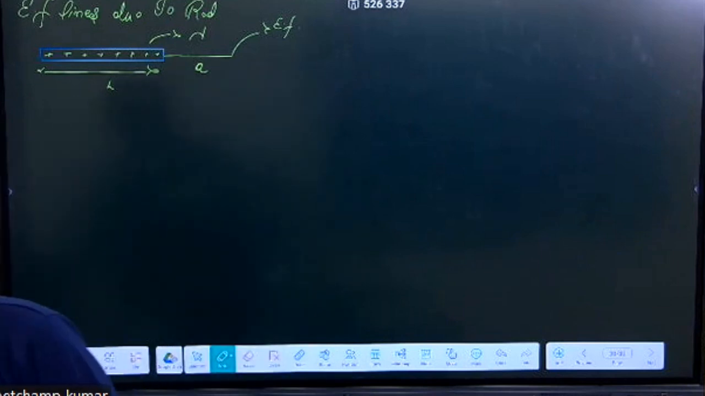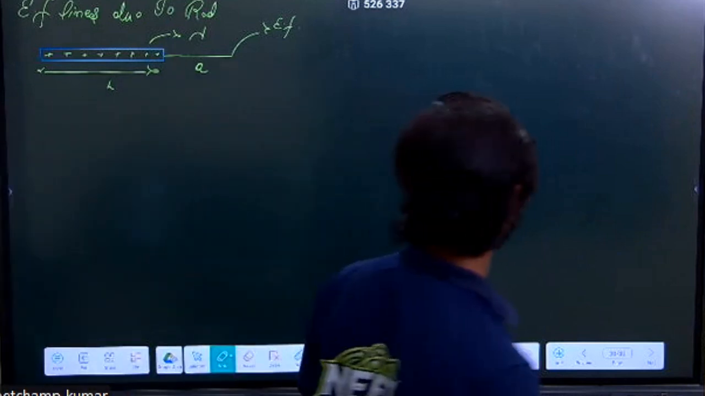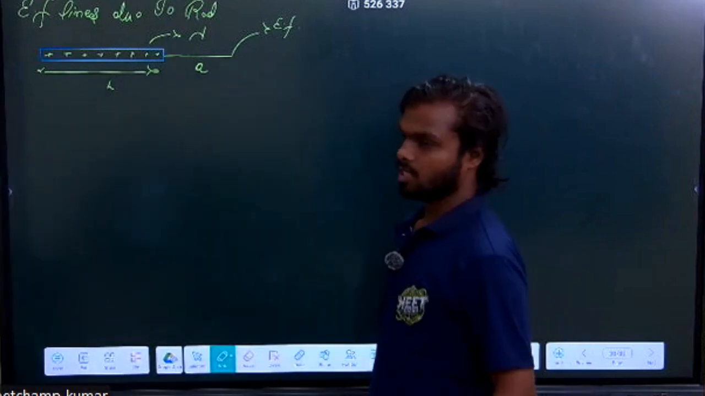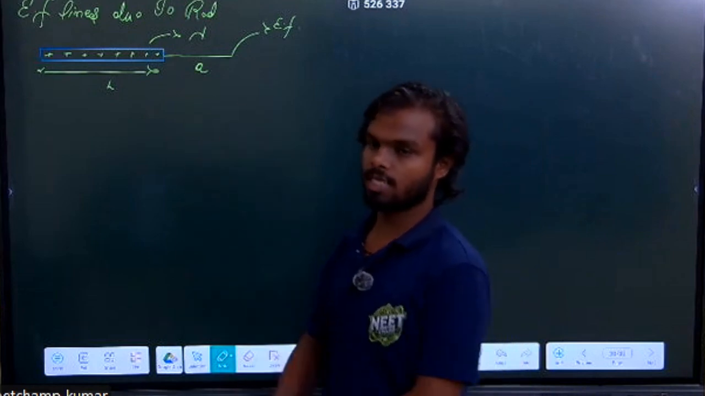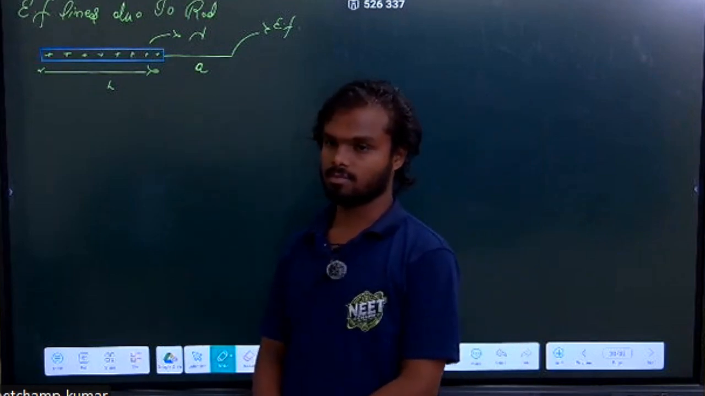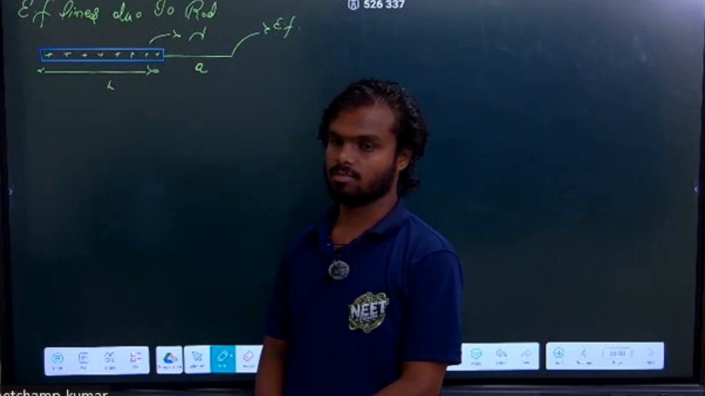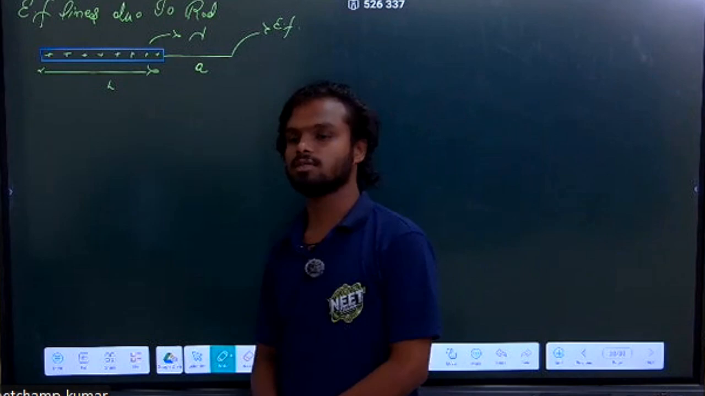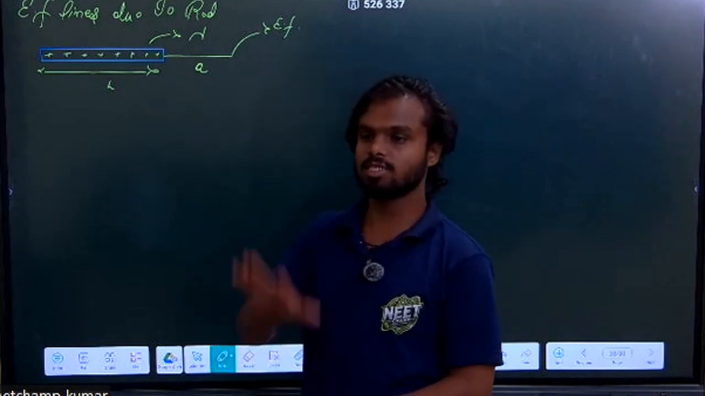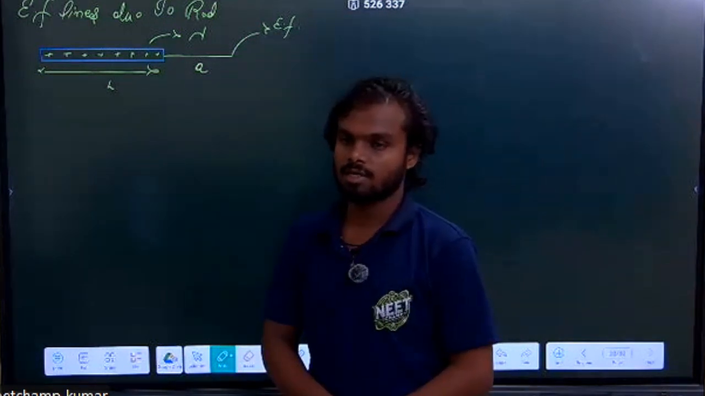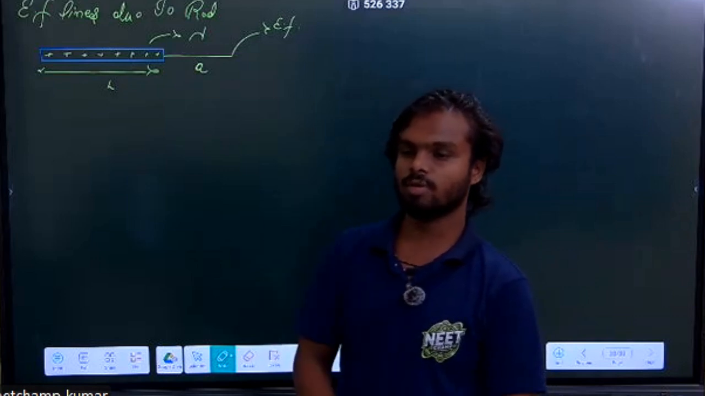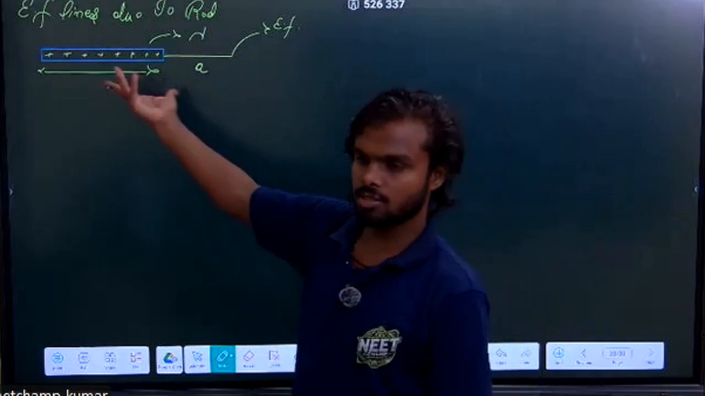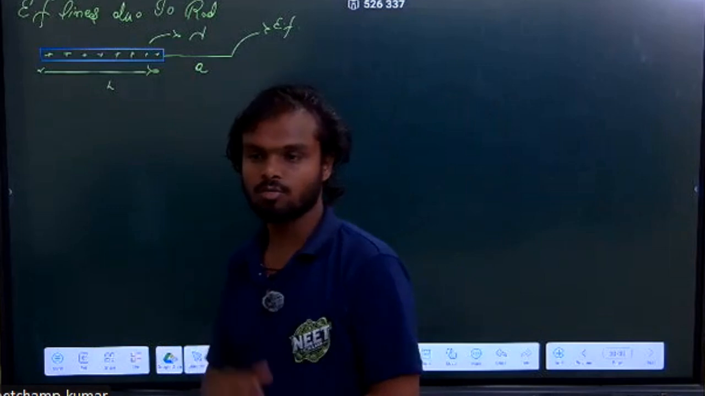Can we apply the formula kq by r square? Is the formula kq by r square applicable here? The answer is no. Why? Because this is a formula for a point charge. For a point charge, the electric field is kq by r square. This is a distribution system, so it is not kq by r square.